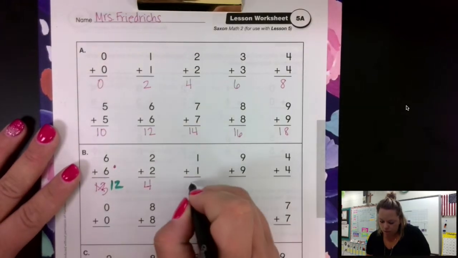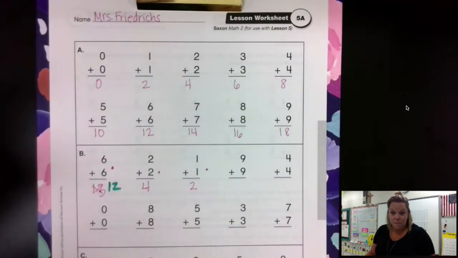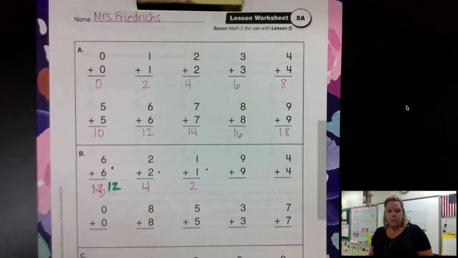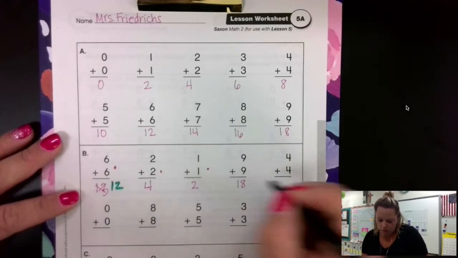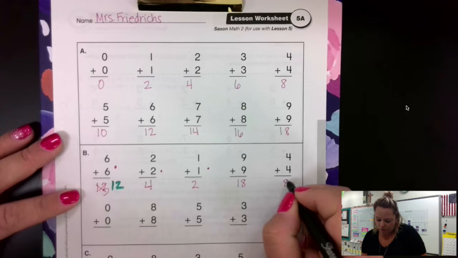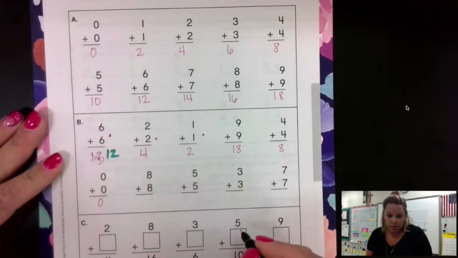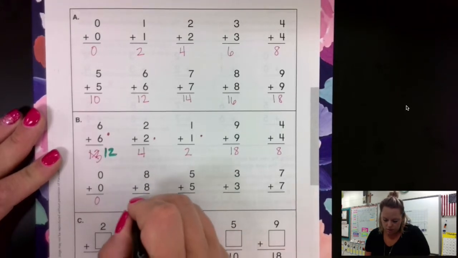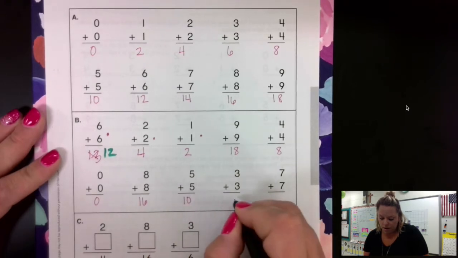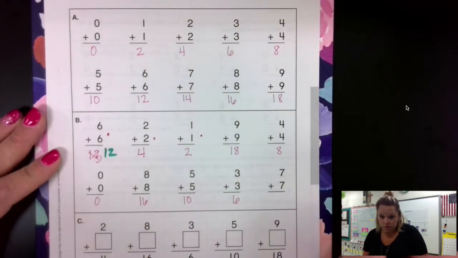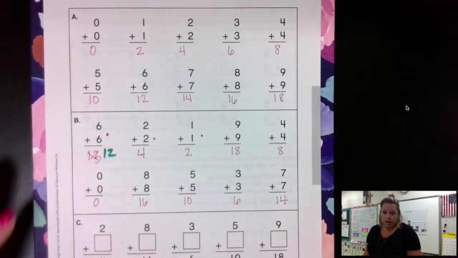1 plus 1 equals 2. So remember, if these problems are correct, I'm just going to put a little dot. I'm not making a huge circle, just a little dot to show me that I checked it over and that I did it right. 9 plus 9 equals 18. 4 plus 4 equals 8. 0 plus 0 equals 0. 8 plus 8 equals 16. 5 plus 5 equals 10. 3 plus 3 equals 6. 7 plus 7 equals 14.